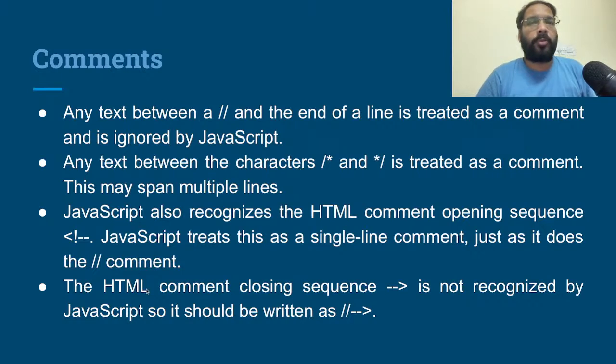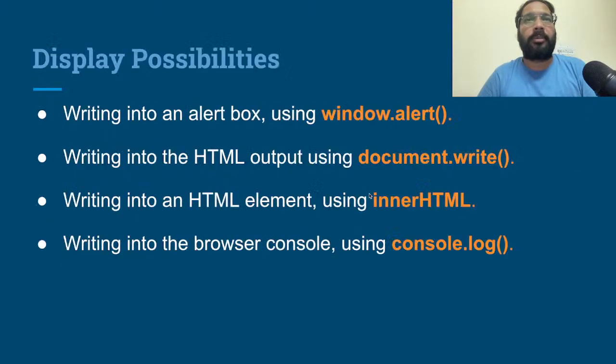Now third and fourth points are important. So JavaScript also recognize the HTML comments opening sequence. So this will be recognized, but if you want to close it, so you need to write double slash and hyphen greater than. So if you want to use HTML symbols for commenting JavaScript code, so beginning symbol you can use as is, but with ending you need to specify double slash. Okay, so this you need to remember.